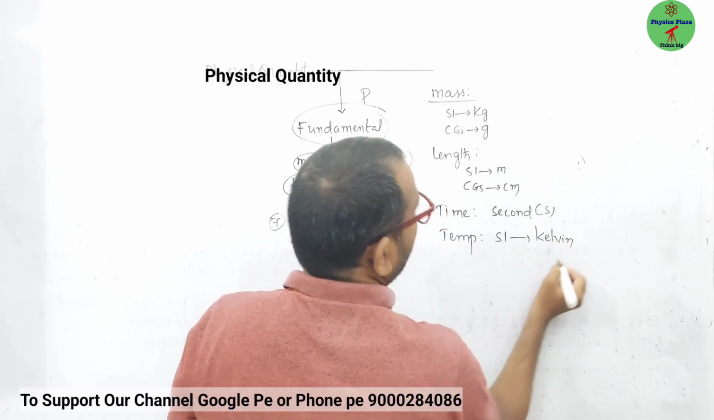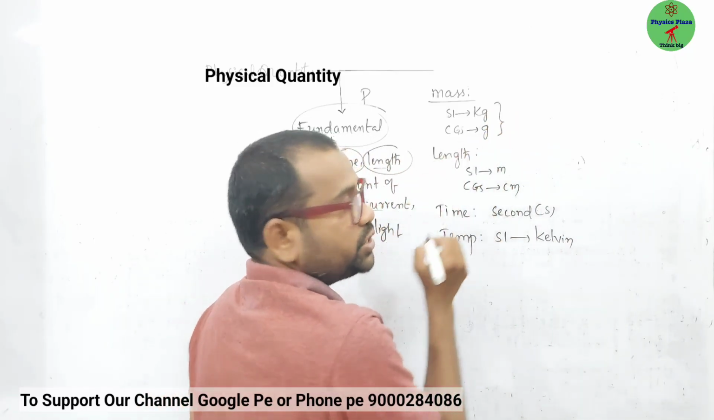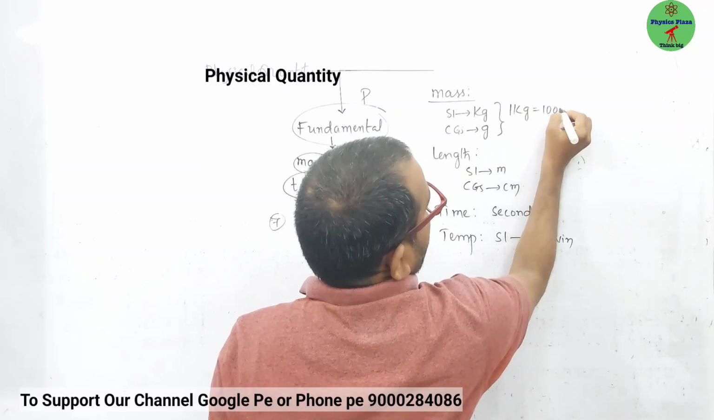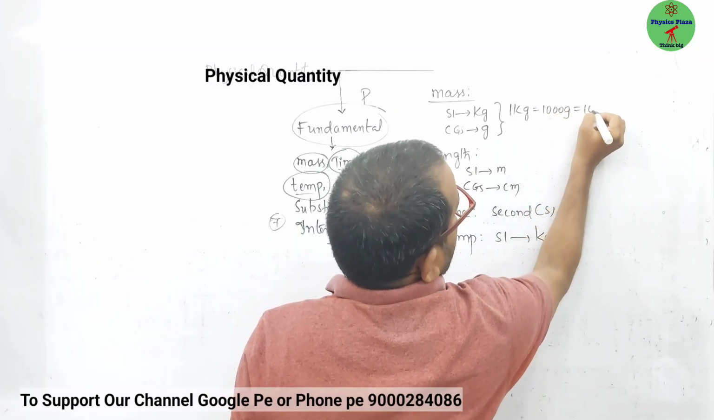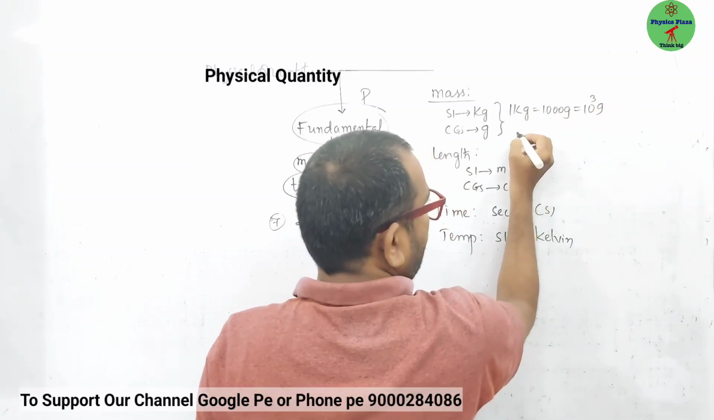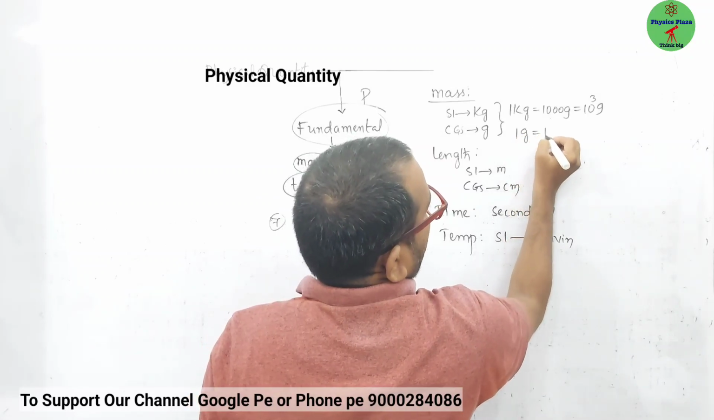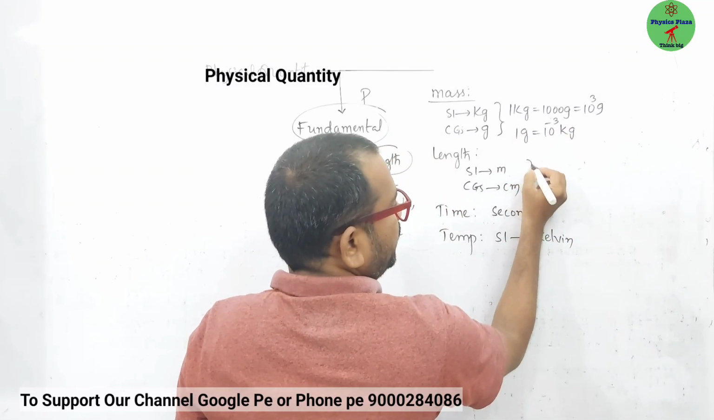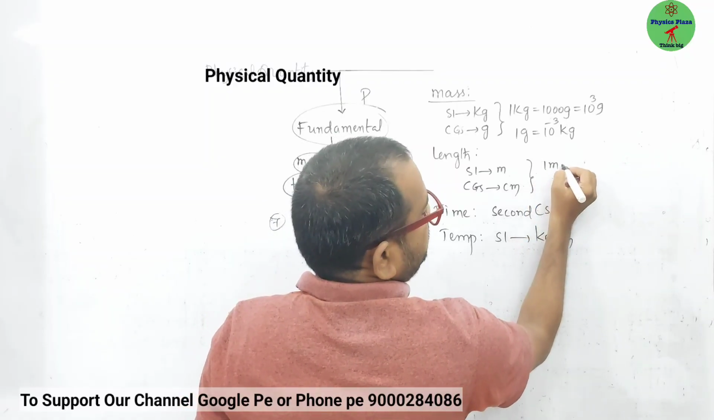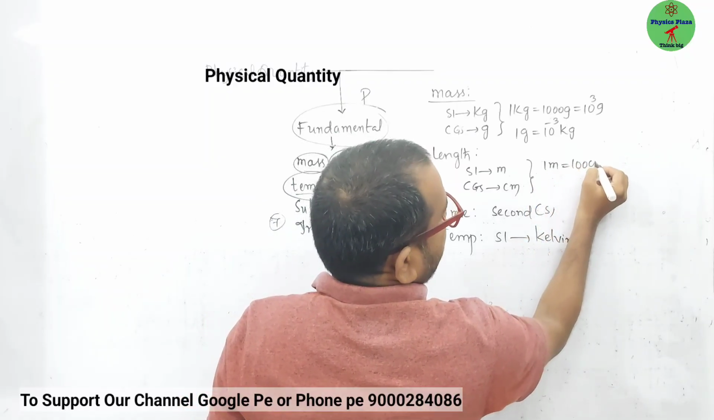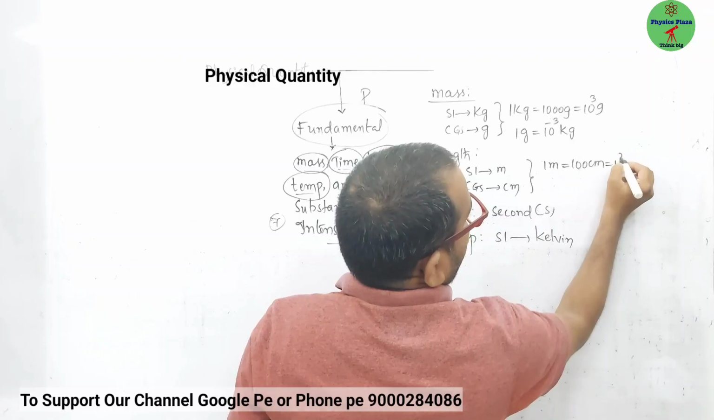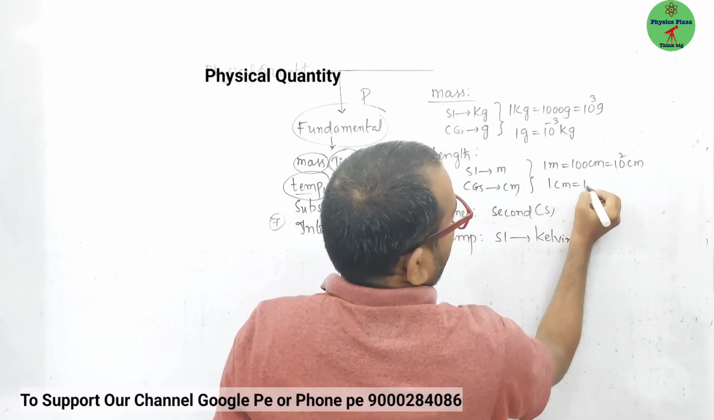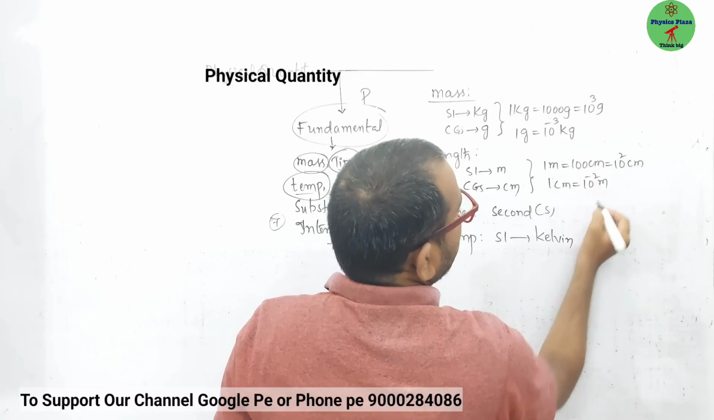Now look here. Once again, let us see the relations, children. We know that 1 kg is equal to 1000 grams. It can also be written as 10^3 grams, or 1 gram is equal to 10^-3 kg. Whereas 1 meter is equal to 100 centimeters. It can be written as 10^2 centimeters, or 1 centimeter is equal to 10^-2 meters.